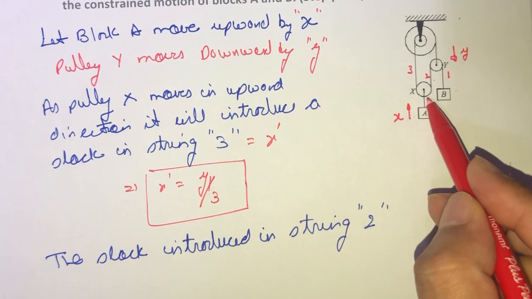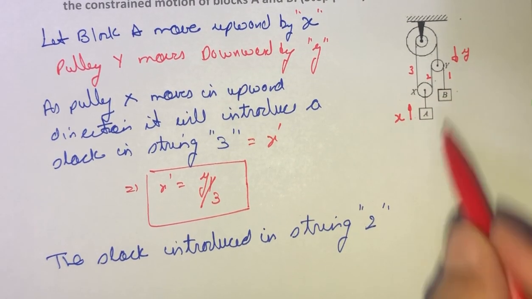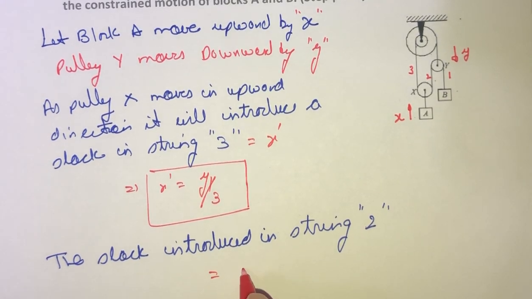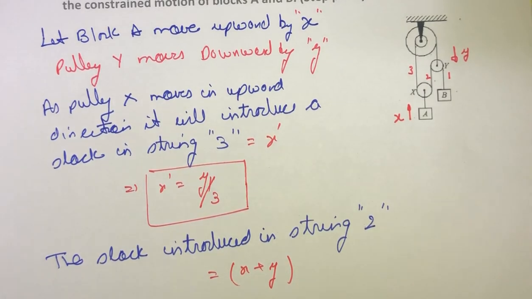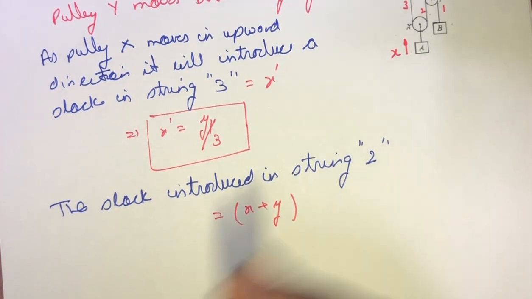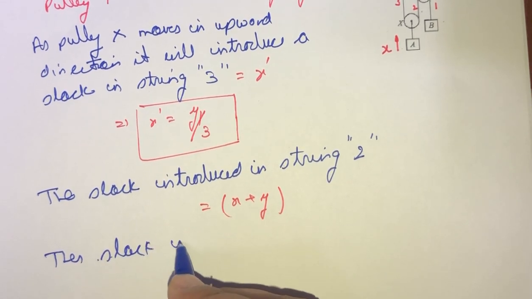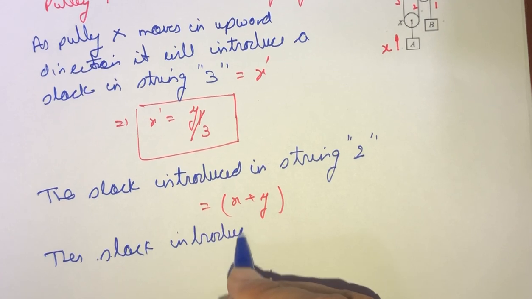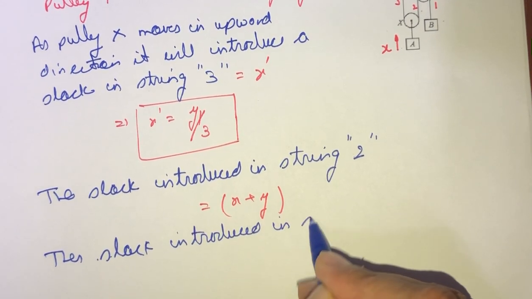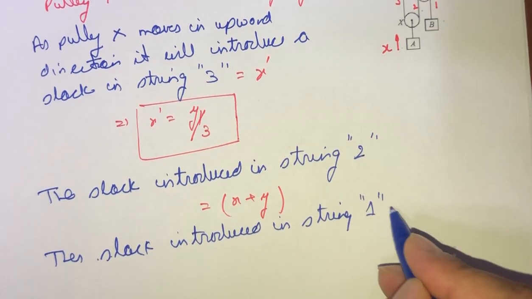Pulley X is moving in the upward direction by x and pulley Y is moving in the downward direction by y. The slack introduced will be x plus y. And the slack introduced in string number 1 will be equal to y.